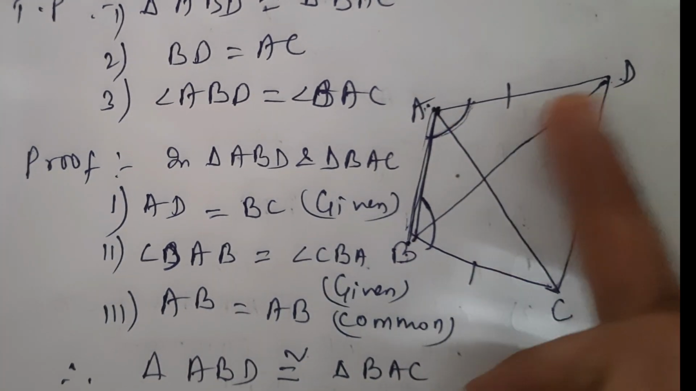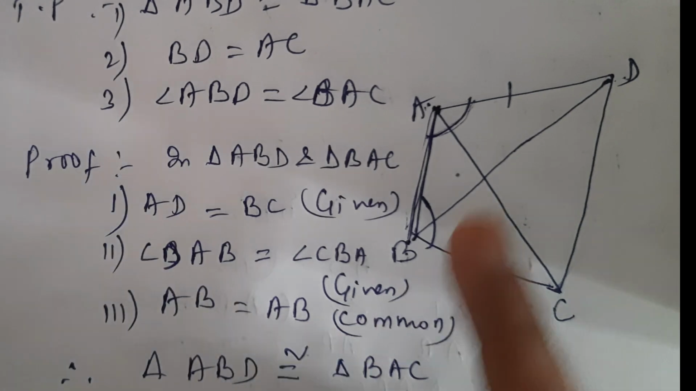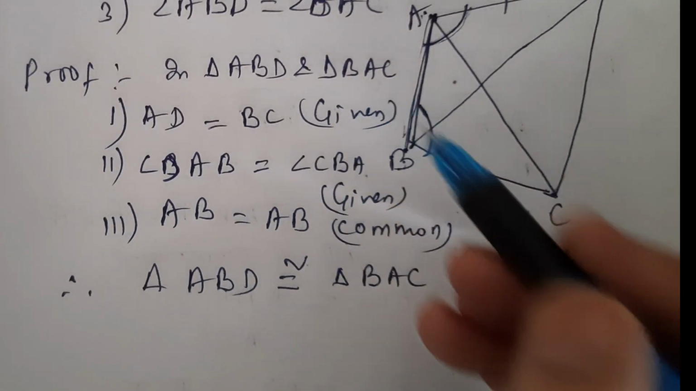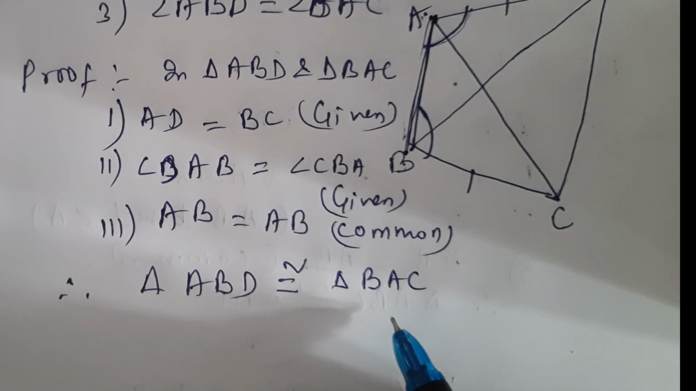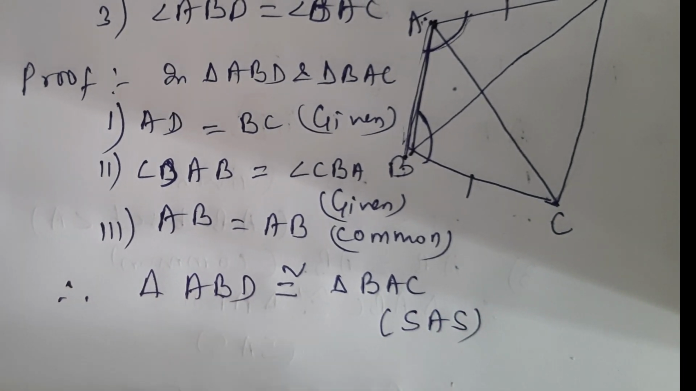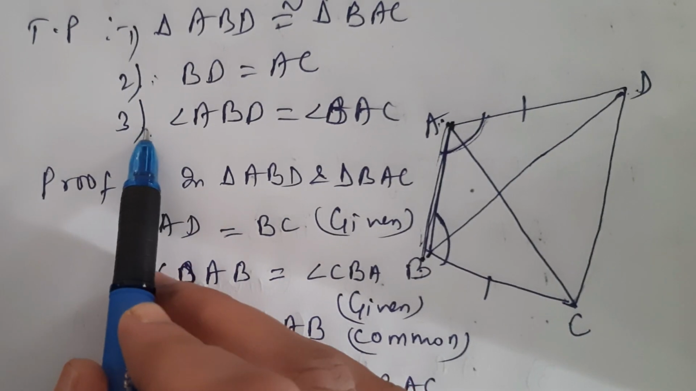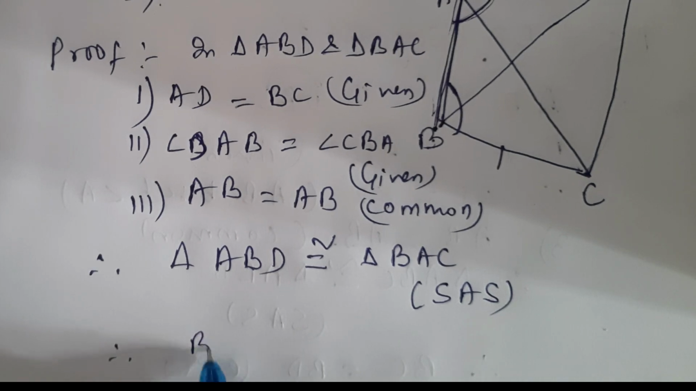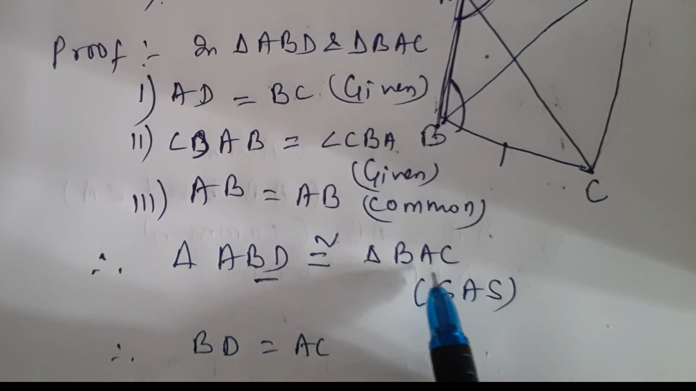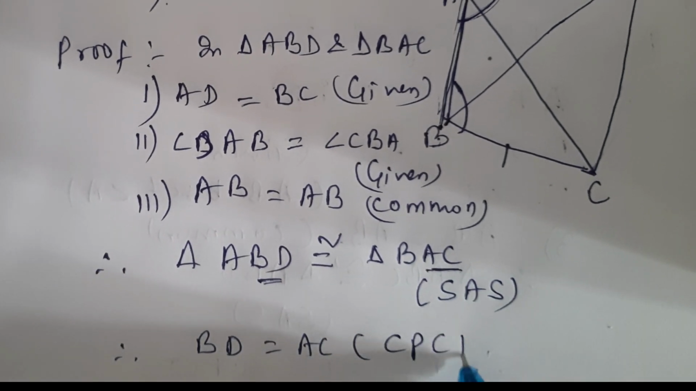So first side was given, angle was given. The 2 points we added from the given part only. Third one we collected like it is common. And then we are making the same point, like triangles are congruent. How did the triangles get congruent? By SAS congruency. So once the triangles become congruent, the rest of the parts will be made equal by CPCT. Therefore, BD is equal to AC. How did we get BD? BD and AC are the parts and their position is matching. So this is by CPCT.